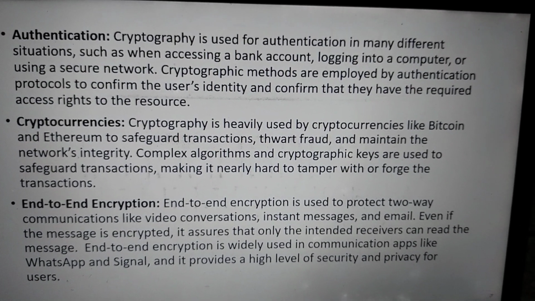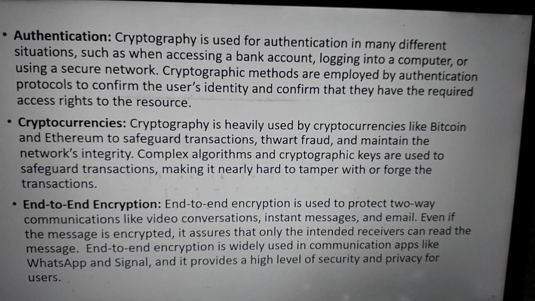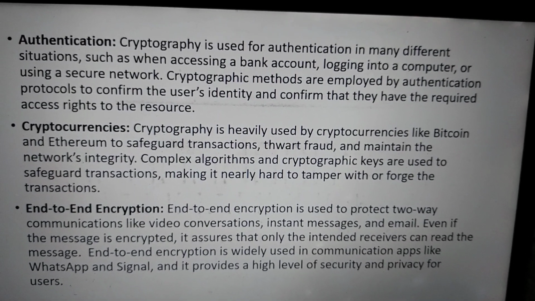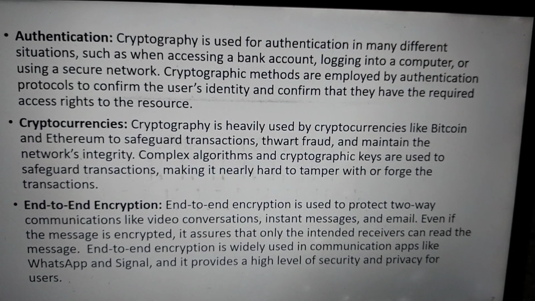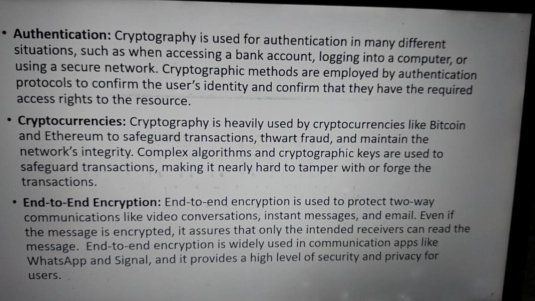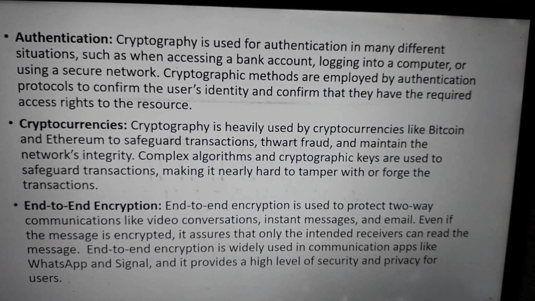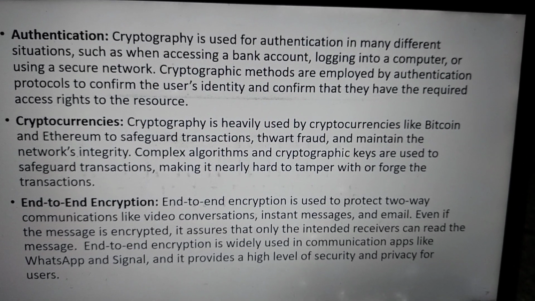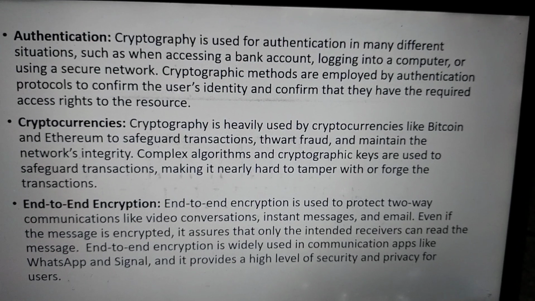And next is cryptocurrency. Cryptocurrency is nothing but something like Bitcoin. With the help of this, we safeguard our transactions. And the last one is end-to-end encryption. With the help of end-to-end encryption, we protect two-way communications.